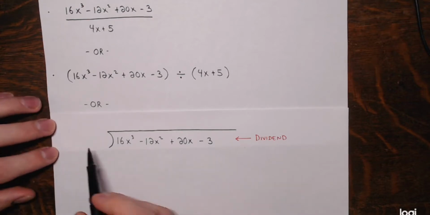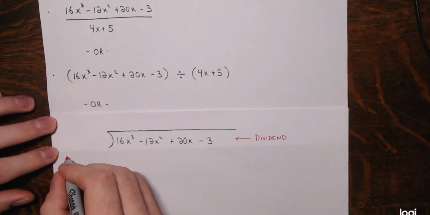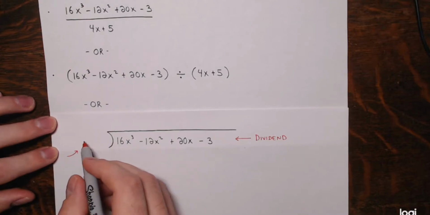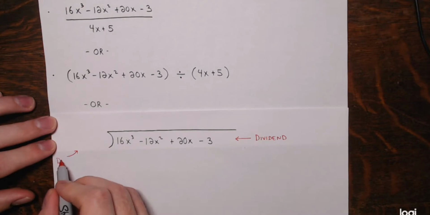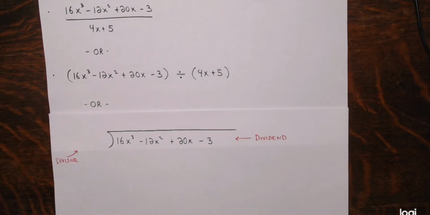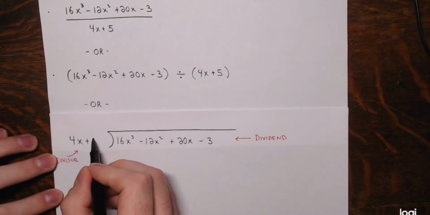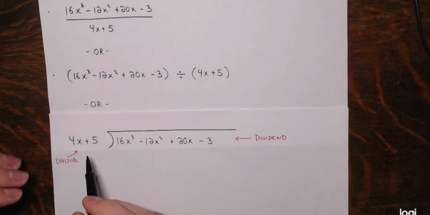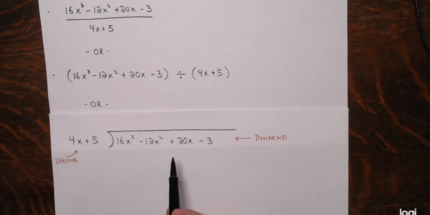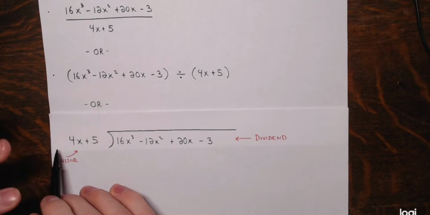And the same thing goes for the divisor. Now the divisor goes on the left side of the symbol, right before the curl, what you're dividing by. So that would be 4x plus 5. In the book it says you're dividing by a binomial, something with two terms, but the procedure I'm going to show you works whether you're dividing by a binomial or a trinomial or really any polynomial.